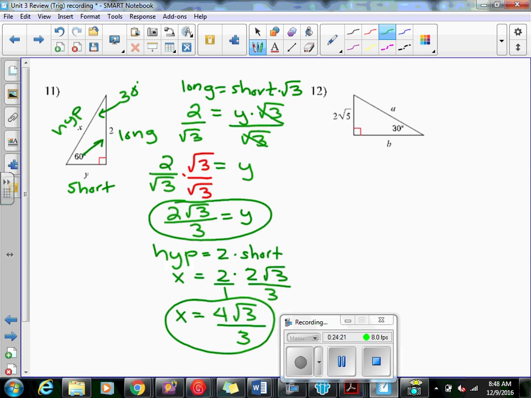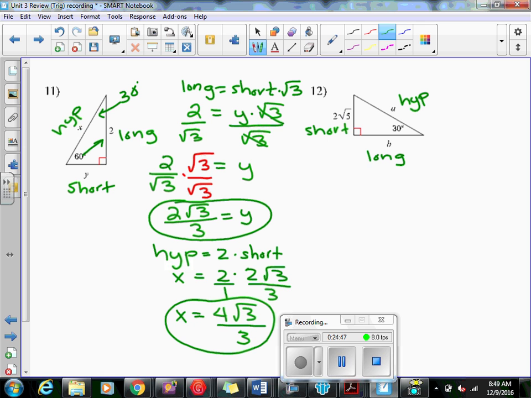Number 12, you're going to do pretty much the same way. You label what you have first. After you label what you have, then you decide which formula you're going to use. So in this problem, we get the 30-degree angle, and directly across from it is our short leg. The hypotenuse, again, is always across from your right angle. And the long leg is always opposite the 60-degree angle.